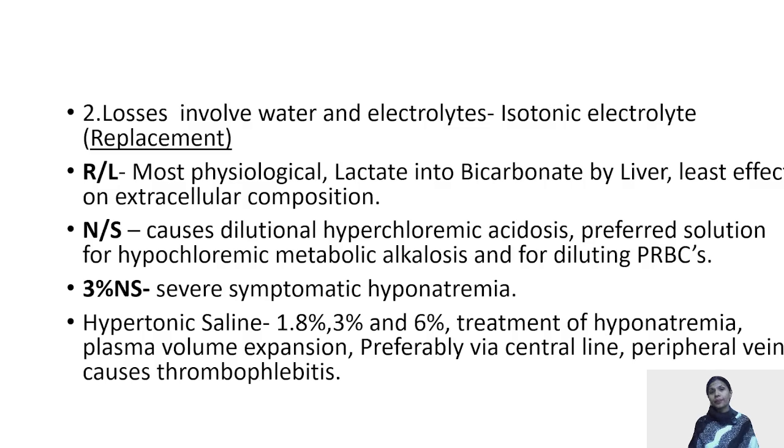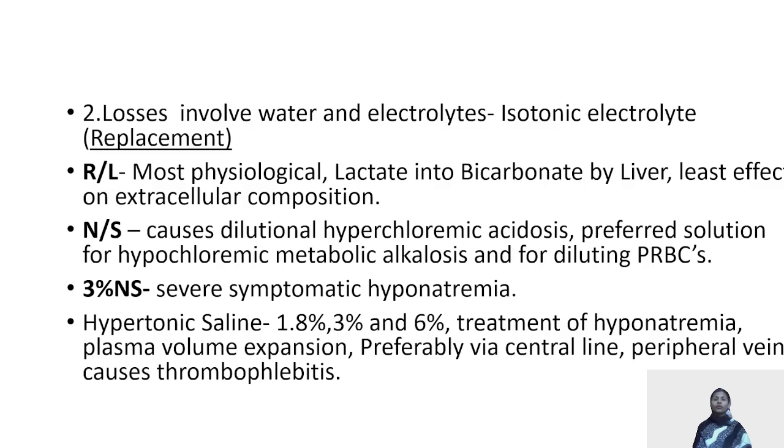Then normal saline. You know, normal saline is sodium chloride, with 154 milliequivalents of sodium and 154 milliequivalents of chloride. Normal saline can be used, but it can lead to dilutional hyperchloremic acidosis, which can be corrected if we give bicarbonate to the patient. That is, NS can lead to dilutional hyperchloremic acidosis.